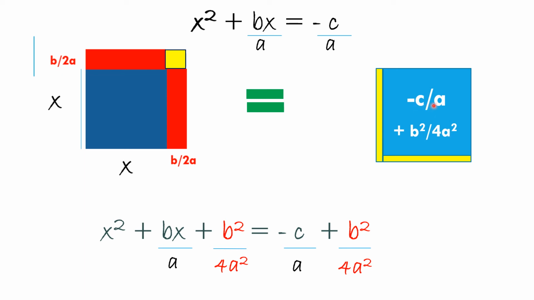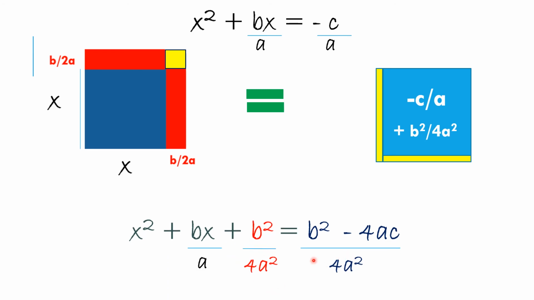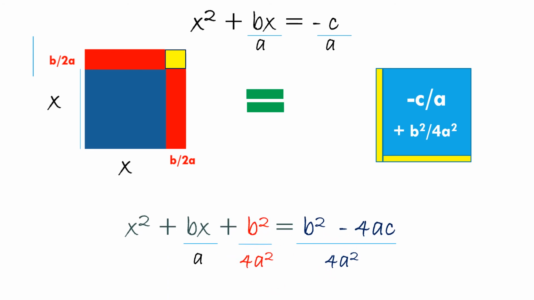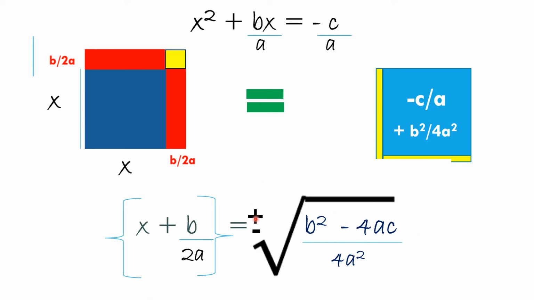So to this minus c upon a, we have added this area, that is b square upon 4a square, and here we have added a square of b square upon 4a square. Now taking the common denominator, we get b square minus 4ac upon 4a square. Next step, this left hand side is a perfect square, so it can be written as x plus b upon 2a whole square. On the other side it becomes a square root, where we can write plus minus.